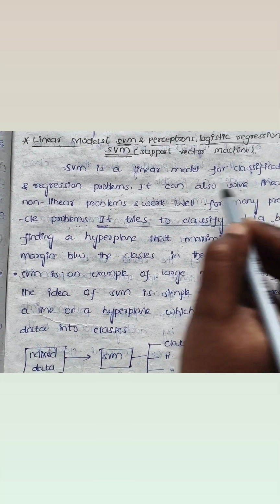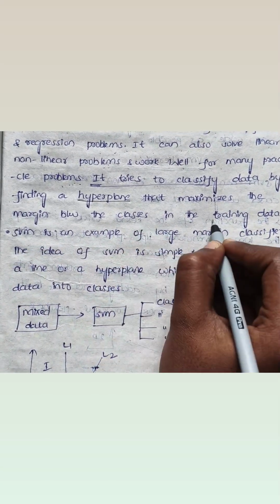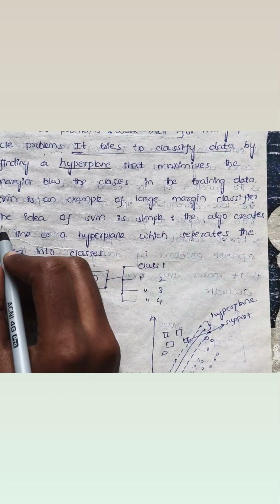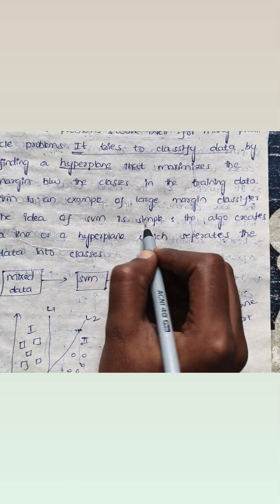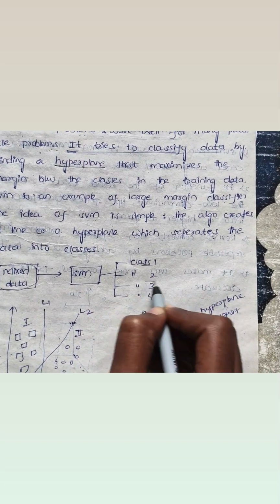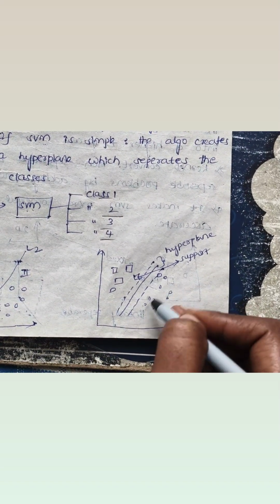It can also solve linear and nonlinear problems and works well for many practical problems. It tries to classify the data by finding a hyperplane that maximizes the margin between the classes in the training data. SVM is an example of a large margin classifier. The idea of SVM is simple. The algorithm creates a line or hyperplane which separates the data into classes. Like, a large amount of mixed data is there. By using the SVM, we are classifying the data into class 1, class 2, class 3, class 4, and that separating line is called a hyperplane.